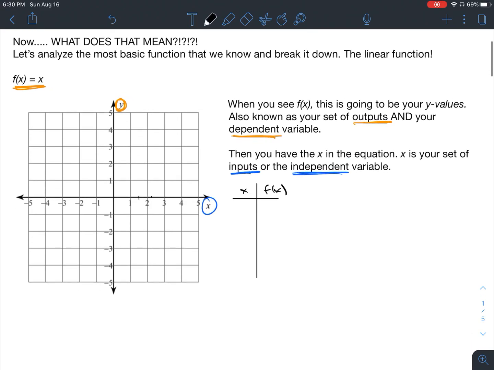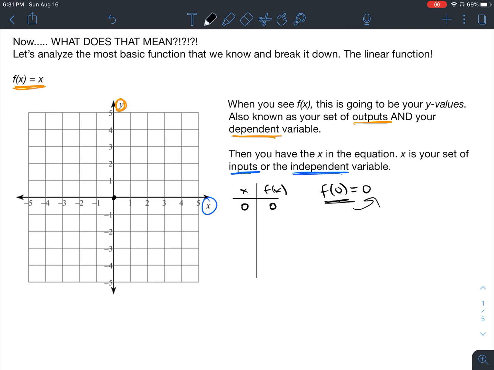So let's just say if we wanted to see what 0 is in this equation. So if x is 0, that is our input. And if we put that into our function, so wherever there's an x, we're going to put a 0. Now this is pretty straightforward because this is the most basic linear function, but we'll go over in a little bit different versions of this function. Well, if we put in 0 into our x value, our f of x value is going to equal 0. So that's our output. So our input is 0 and our output is also 0.